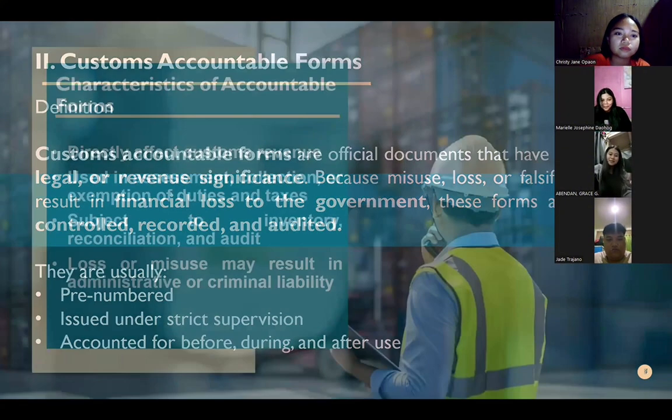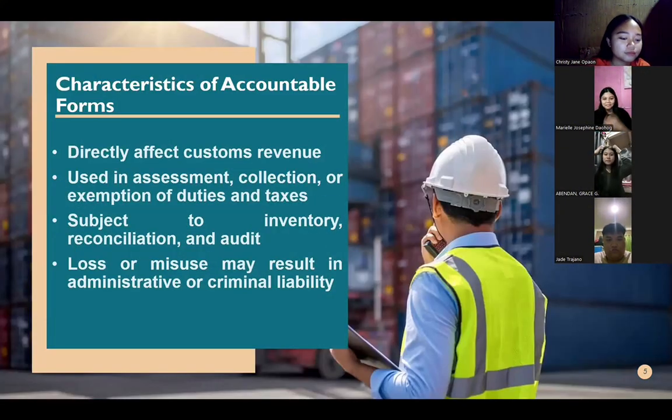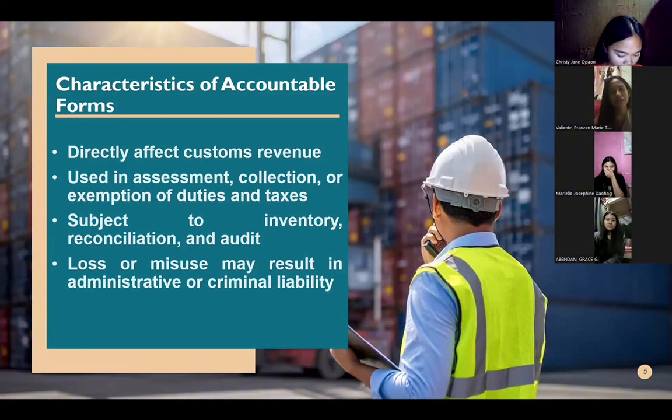Next is the characteristics of accountable forms. First, directly affect customs revenue through assessment, collection, or exemption of duties and taxes. Second, subject to inventory, reconciliation, and audit. And lastly, loss or misuse may result in administrative or criminal liability.